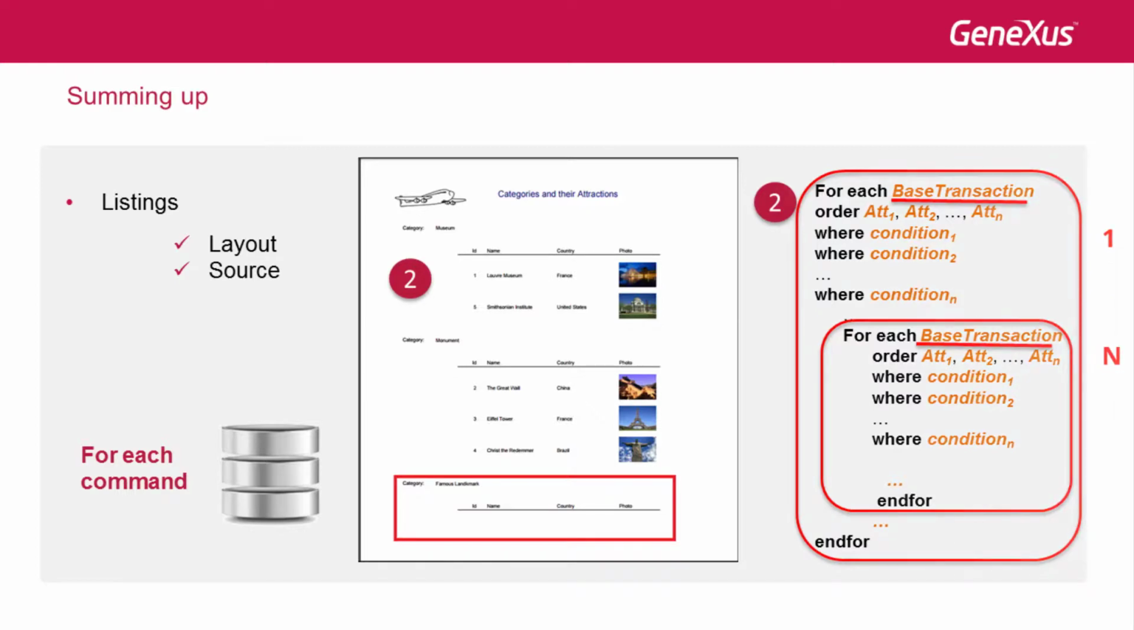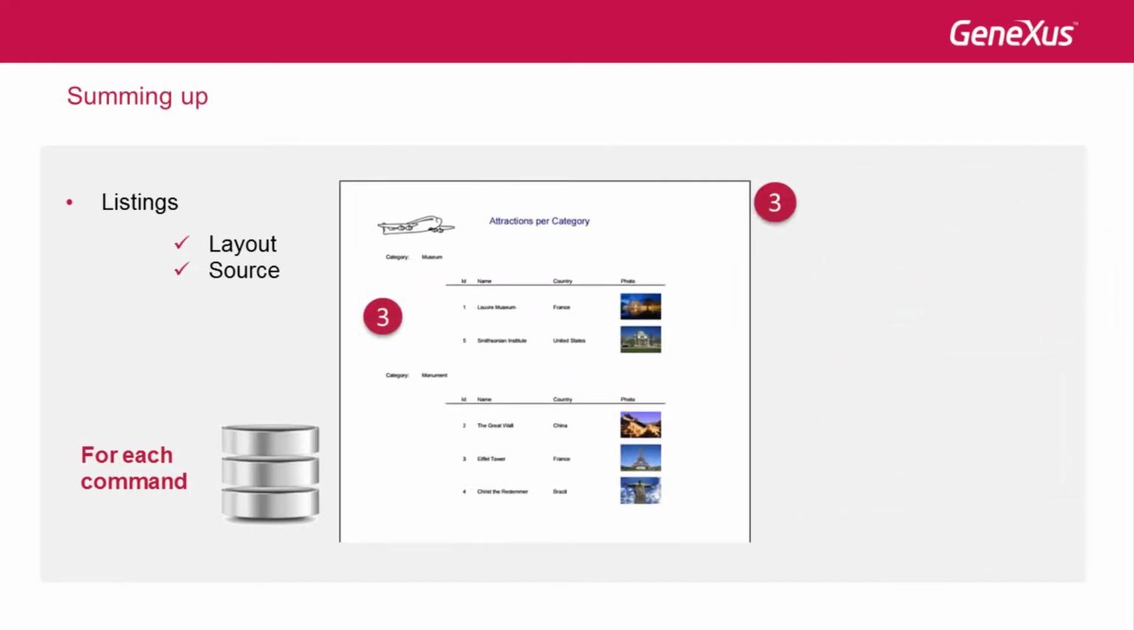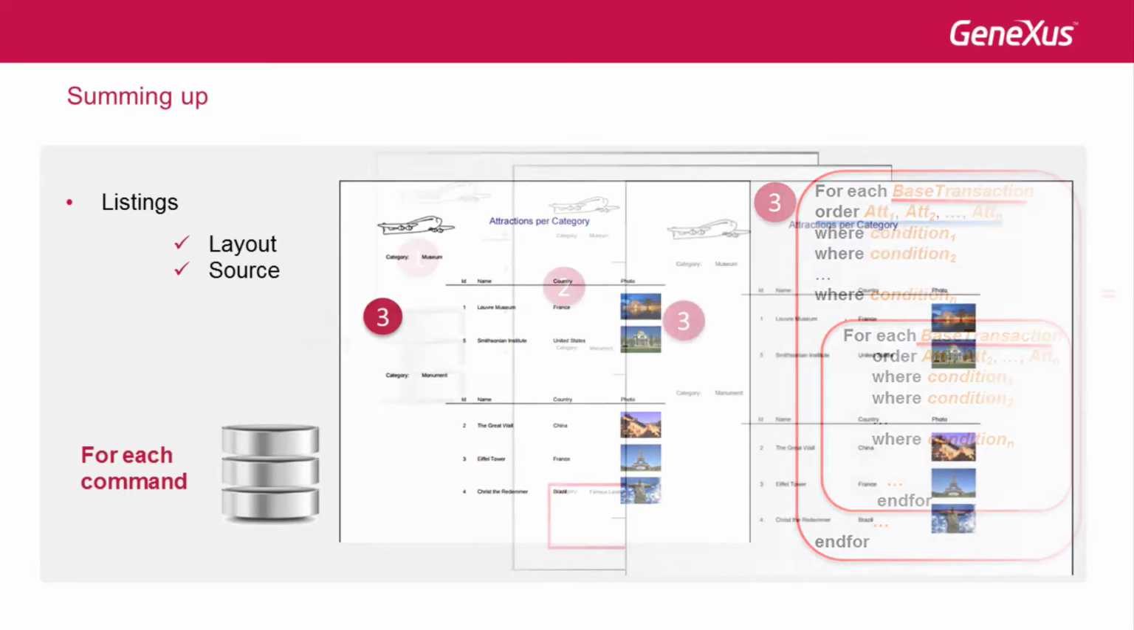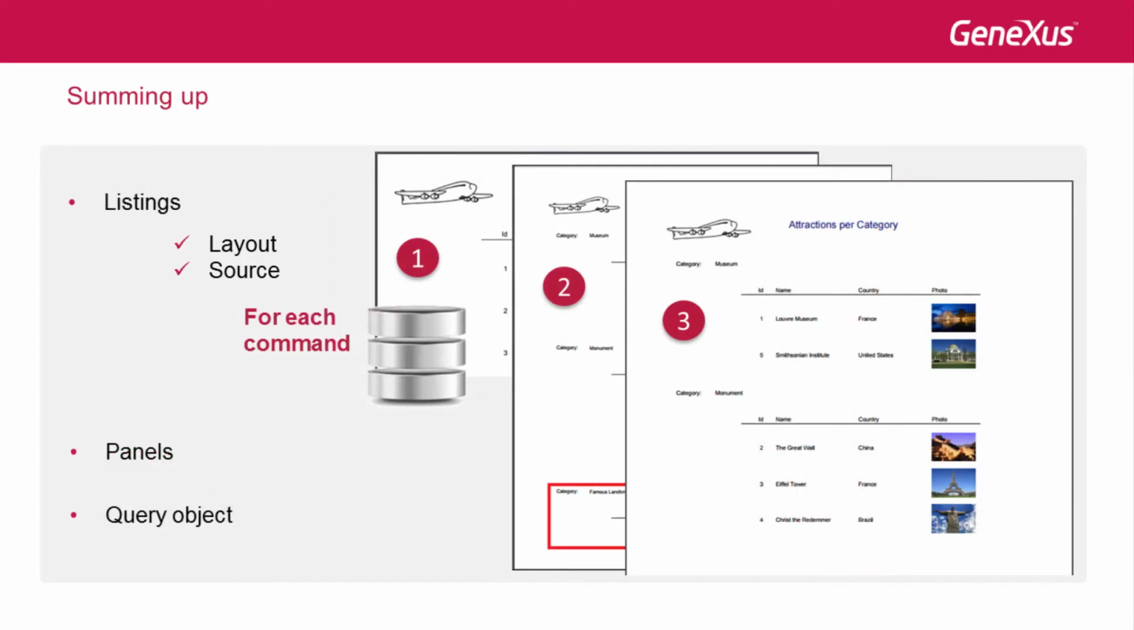While in the third case, we also have a couple of nested for eaches, but in this case, their base transactions are the same. GeneXus then understands that we want to break or group the information from the table that is to be run through by the attribute or the group of attributes specified in the order clause of the external for each. Further ahead, we will see other mechanisms to implement queries to the database for obtaining information in a flexible and appealing manner.